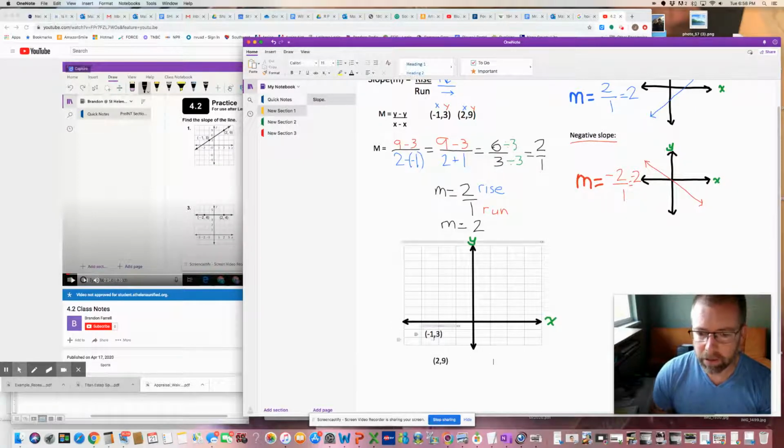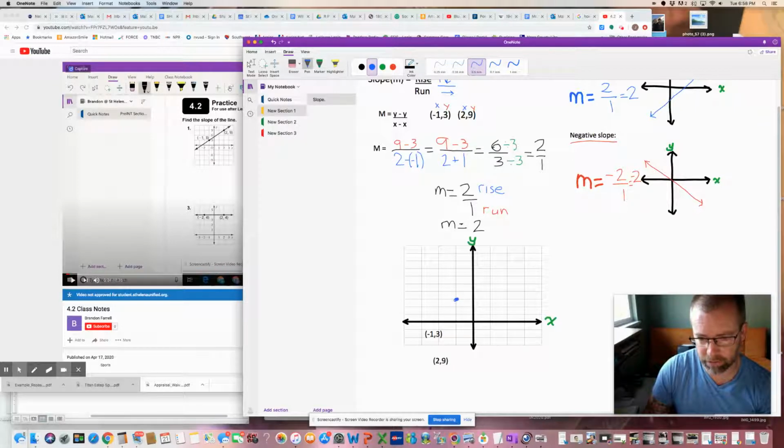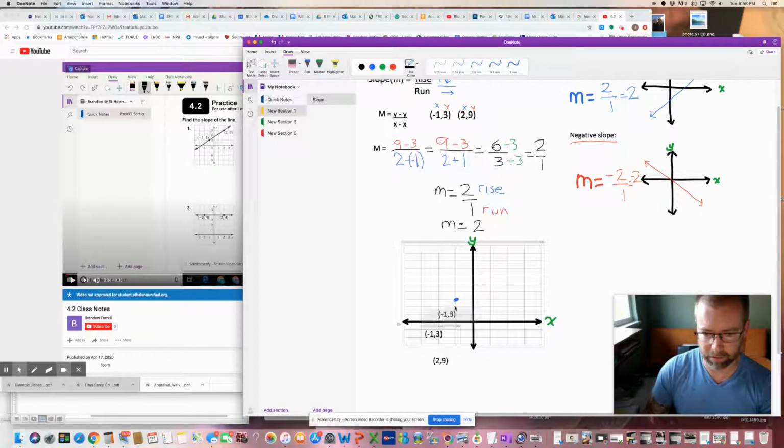All right. So x value, -1. That means from 0, 0, we go over to the left, -1, and we go up to 3. 1, 2, 3. Right? So now I'm going to put a dot right there. -1, and up 3. 1, 2, 3. Here's my point. All right? Got a little blue dot right there. That is this point right there.